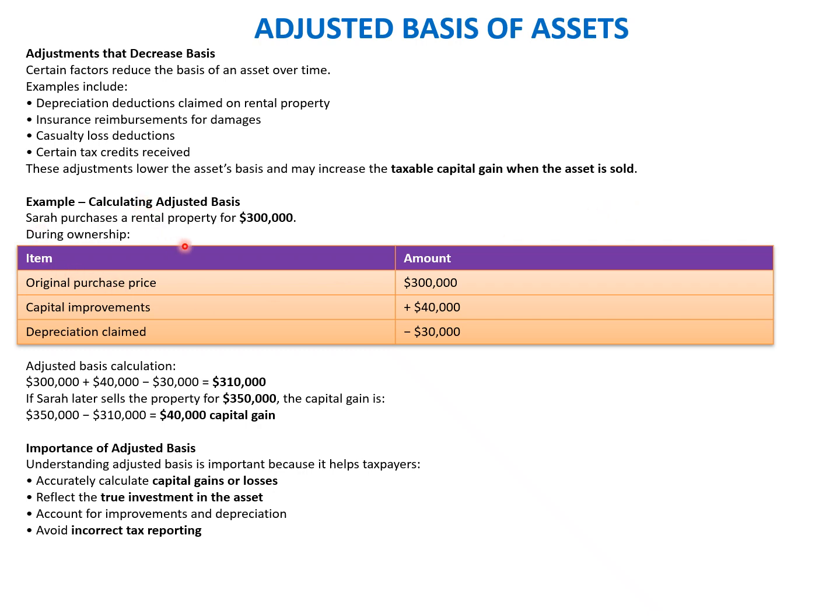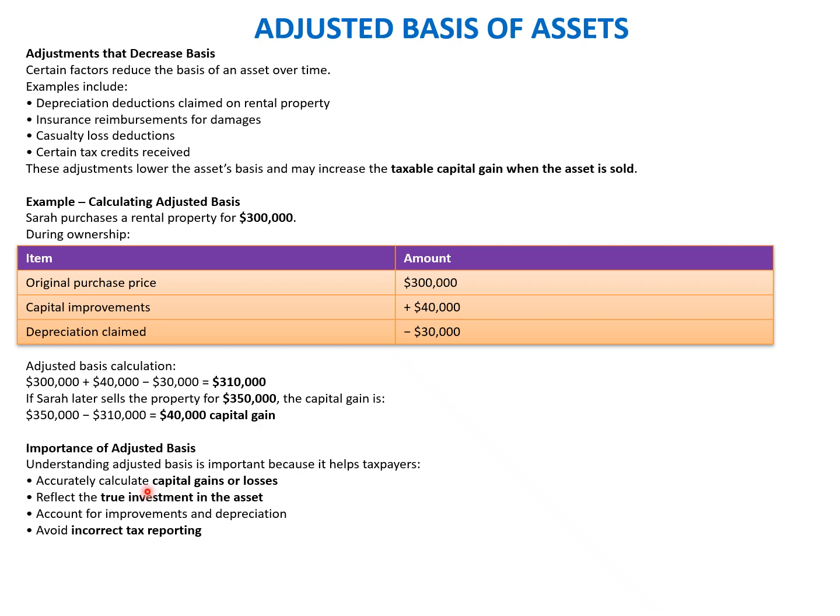So, an example: calculating the adjusted basis. Sarah purchased a rental property for $3 lakh. The original purchase price was 3 lakh. Capital improvements are 40,000. Depreciation claimed is 30,000. So the adjusted basis calculation is 3 lakh 10,000. If Sarah later sells the property at 350k, the capital gain is 350 minus 310, which is 40,000.